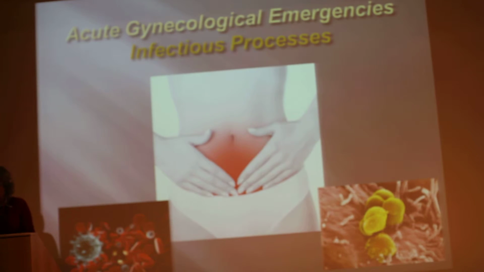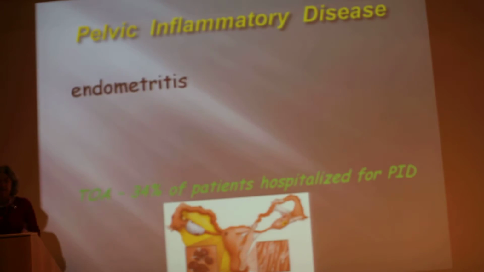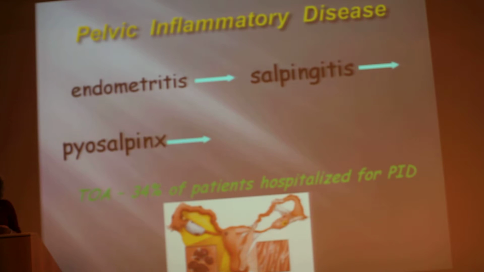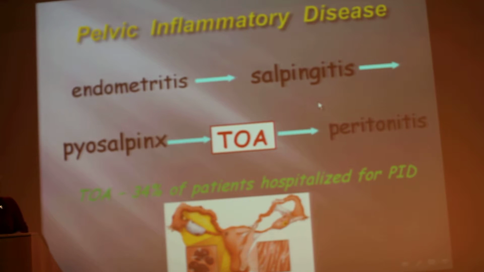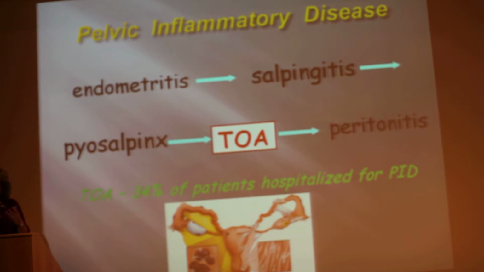Talking about infectious process, we are talking about PID. What happens in pelvic inflammatory disease is a bug that comes into the vagina, ascends into the uterus, causing endometritis. When it ascends into the fallopian tube, it causes salpingitis. When the infectious process is more severe, the fallopian tubes are filled with pus, and then pyosalpinx occurs. When this pus is spilled from the fallopian tube into the space between the ovary and the fallopian tube, tubo-ovarian abscess may occur.